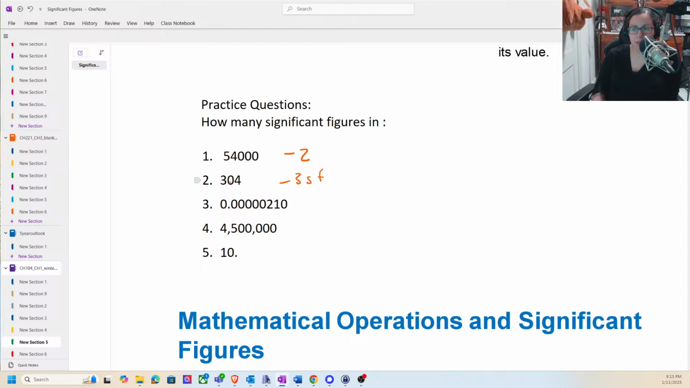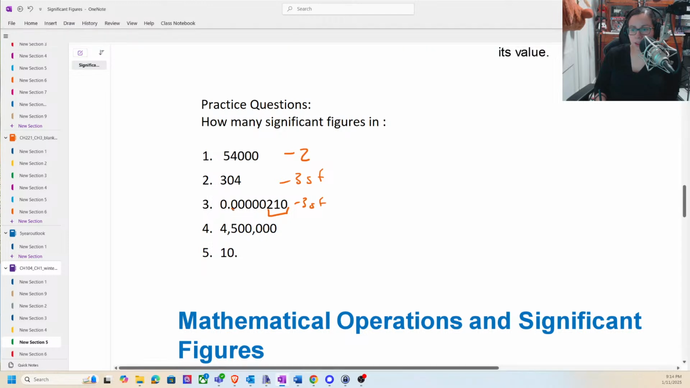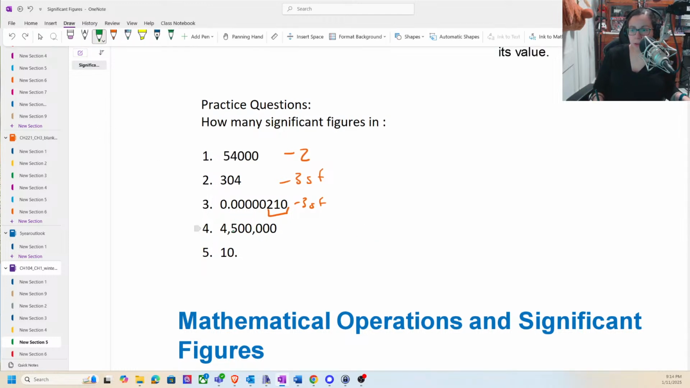We have our captive 0 case. For 3, we have 3 sig figs. So that last 0 is showing accuracy. All these leading ones are again showing, I meant to switch pens, are showing how small.